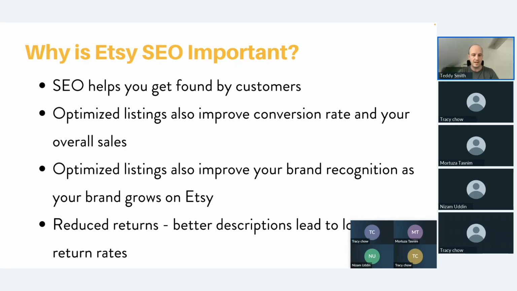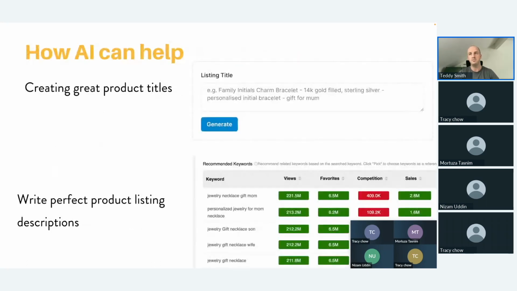You're going to get much more brand recognition if people can see your listings appearing for different keywords. You'll get much more brand recognition if they can see that your writing style is similar. You're going to get reduced returns because if you've got better descriptions, then people are less likely to send your products back. Overall, writing a good listing is the most important part of your Etsy business. And that's where the AI tools can help.